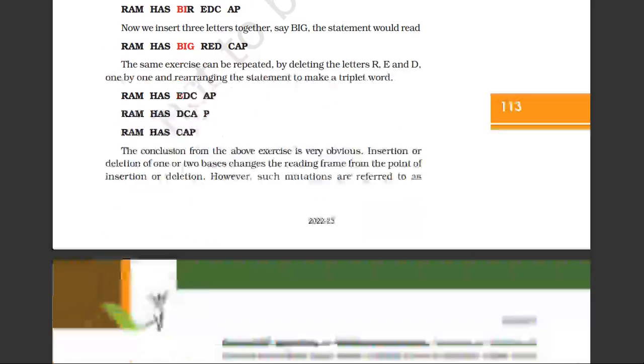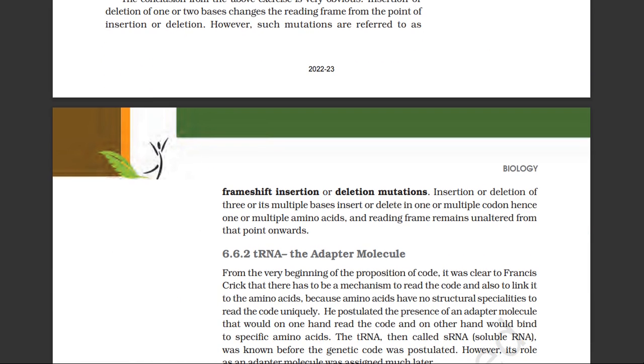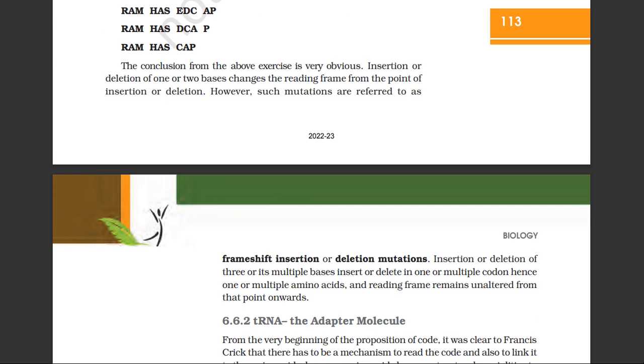Insertion or deletion of 3 or its multiple bases inserts or deletes one or multiple codons, hence one or multiple amino acids, and the reading frame remains unaltered from that point onwards.